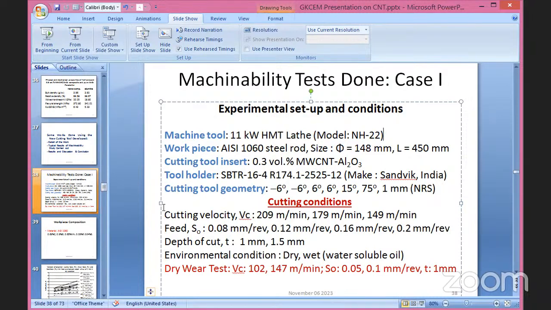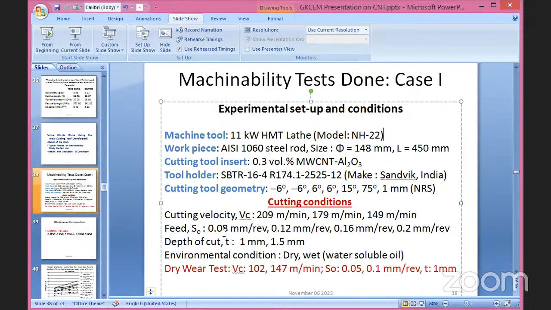This is the newly developed one. Tool holder is one right-handed tool with 25 millimeter shank, sandwich made. Cutting tool geometry is also this one. That is the negative tool, -6 degree, -6 degree, then 6 degree, 6 degree at the clearance angles. 15 degree is the auxiliary cutting edge, and 75 degree is the main or principal cutting edge angle, and 1 millimeter is the nose radius.